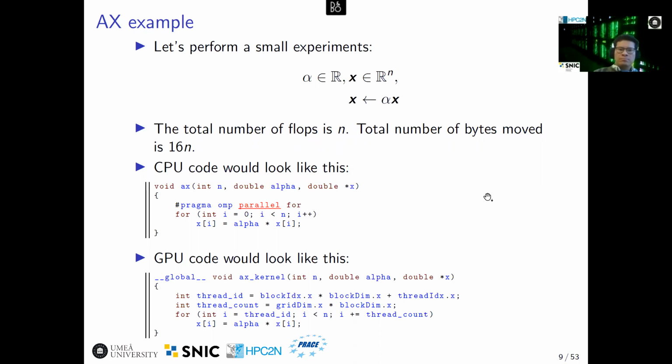So let's do a couple of experiments. First, I'm going back to this simple example where we are multiplying a vector with a scalar. And assuming that the vector length is n, the total number of flops that we are performing is going to be n, because there is one multiplication for each element in the vector.